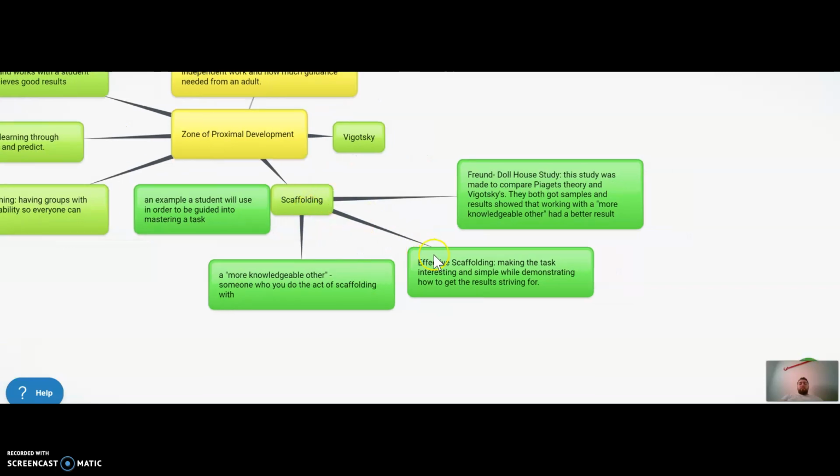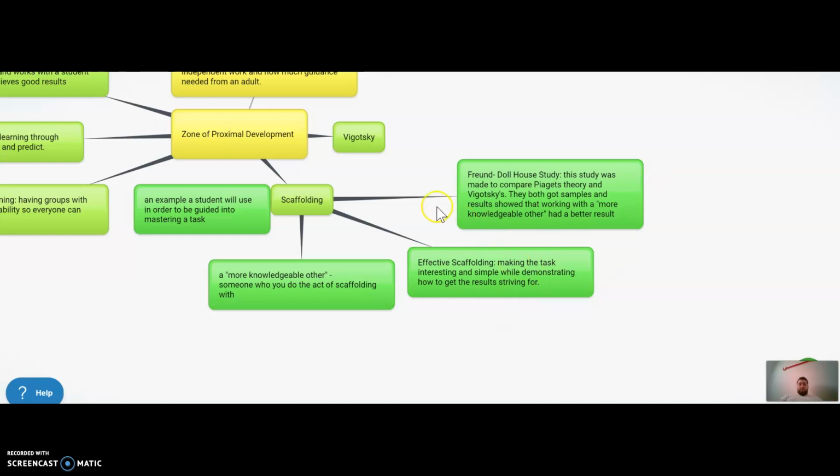So in order to do effective scaffolding, it should be making the task interesting and simple while demonstrating how to get the results you are striving for. So in order for the more knowledgeable other to make the scaffolding successful, they have to make the task simple, something that a kid will get, well, depends on the age, and interesting so they don't lose their train of thought.